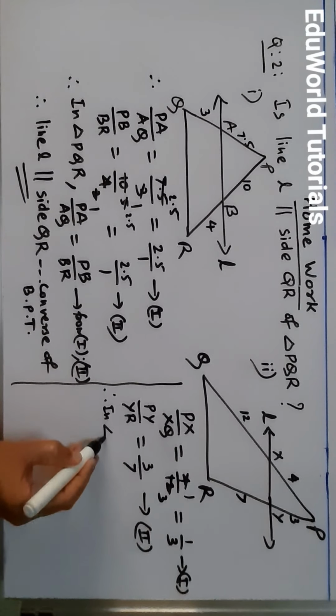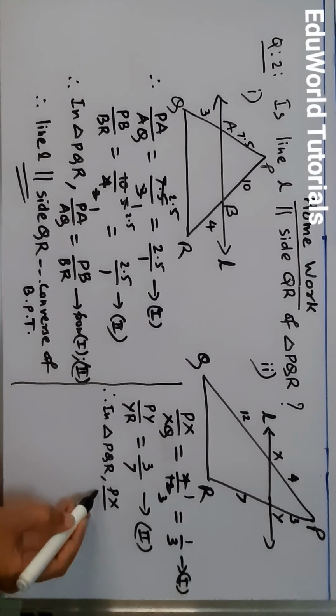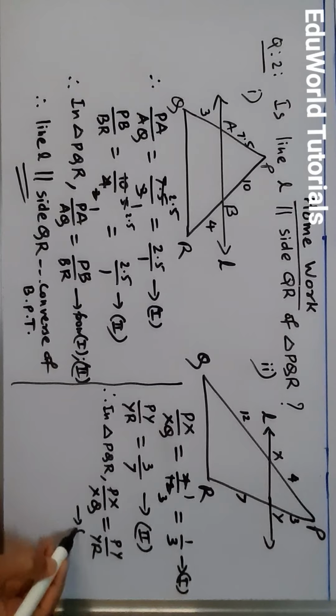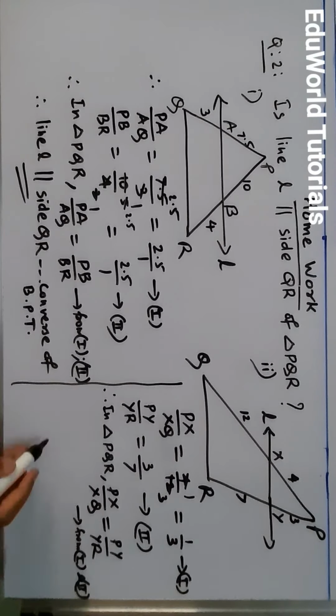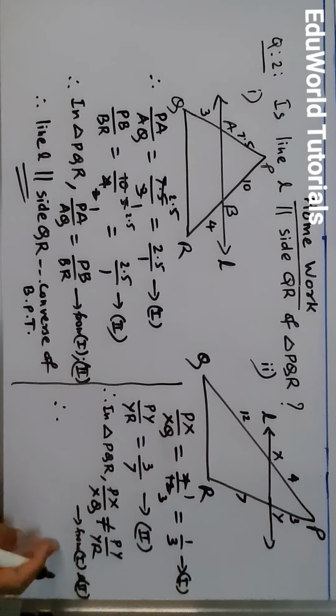Therefore in triangle PQR, what do we see? That ratio PX upon XQ is not equal to ratio PY to YR. Why? This we get from 1 and 2. That means these are not equal. That means we have to cancel this equal to sign. The two ratios are not equal from 1 and 2. That means that line L does not divide side PQ and side PR in the same ratio.